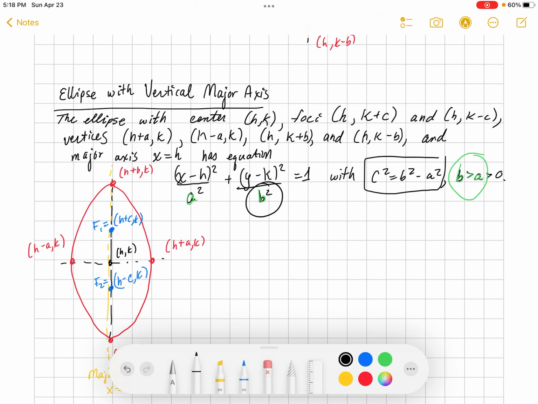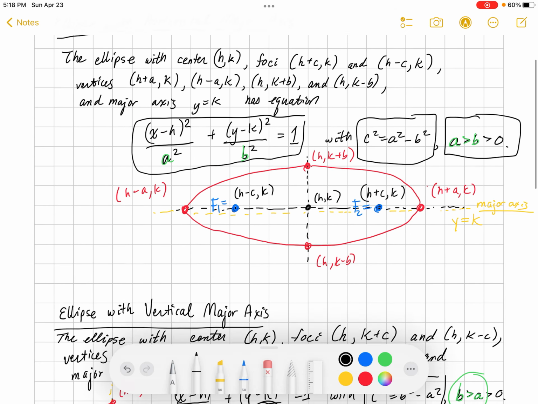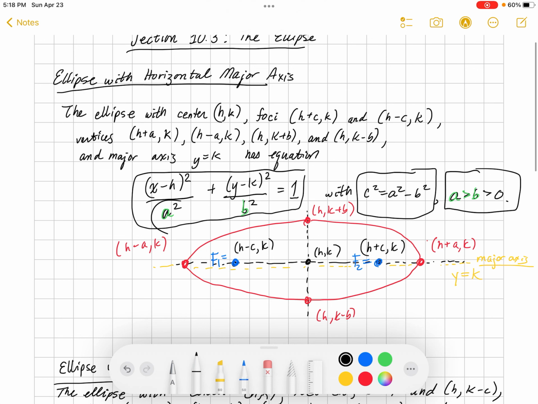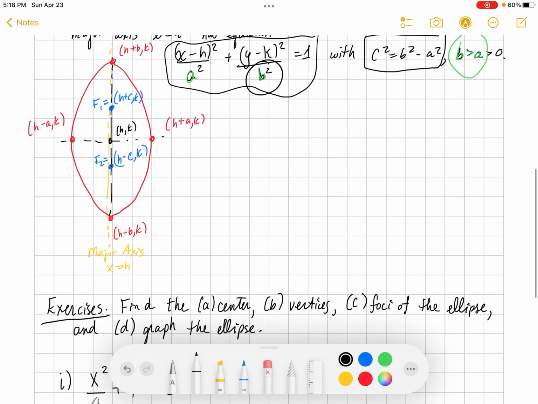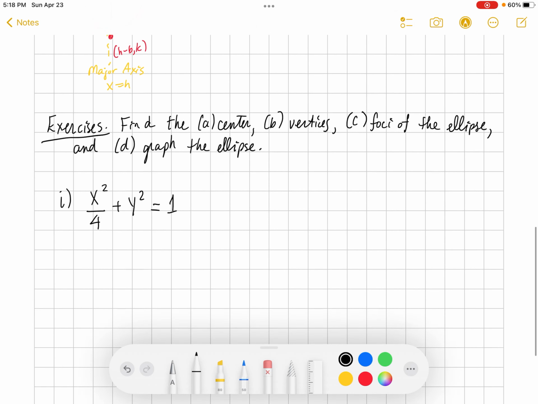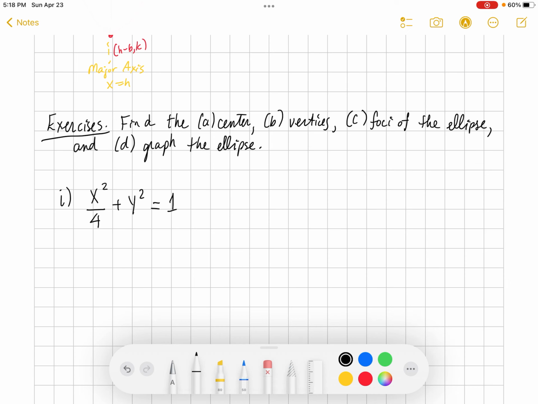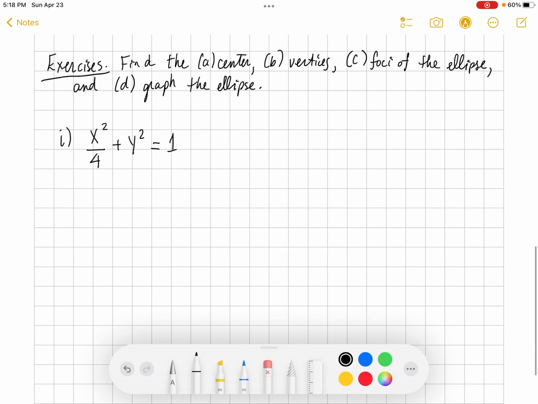So these two types are very similar, except the b is going to be bigger than the a for the vertically stretched out one. For the horizontally stretched out one, the a is going to be bigger than the b. Otherwise, the process is pretty much the same.